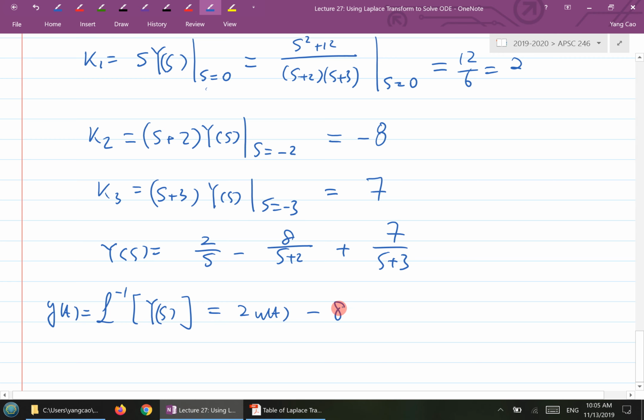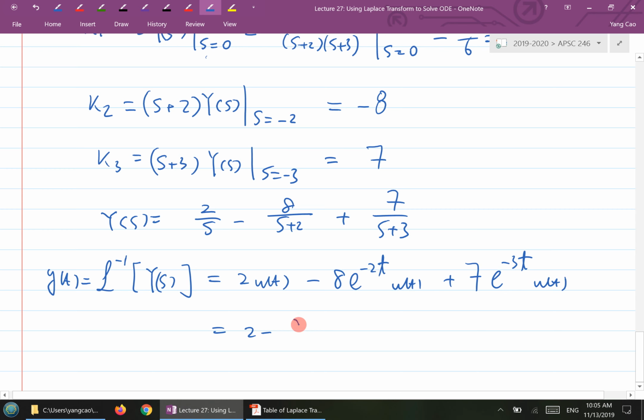So this one is negative 8 times e to the power negative 2t u of t, and this one is 7 times e to the power negative 3t u of t. You can take the u of t out. That u of t here basically means that you have a causal function. So there's nothing when t is less than 0. So that's y of t.